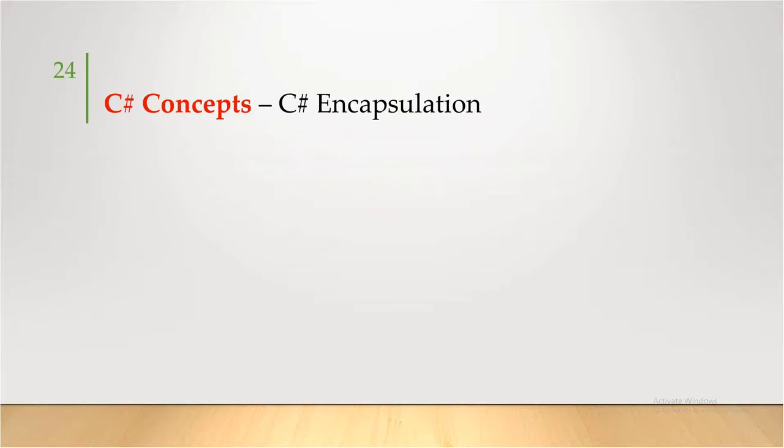In this video I'll be talking about encapsulation in C#. Encapsulation is an object oriented programming concept. We know C# is purely object oriented programming, and there are a few object oriented programming concepts like abstraction, encapsulation, inheritance, polymorphism. Encapsulation is the very first object oriented programming principle which I am going to talk about now.